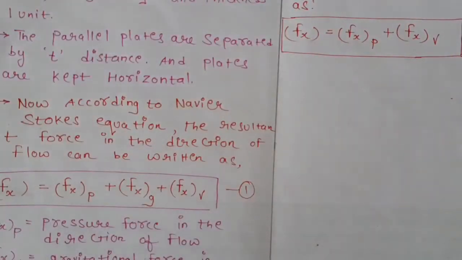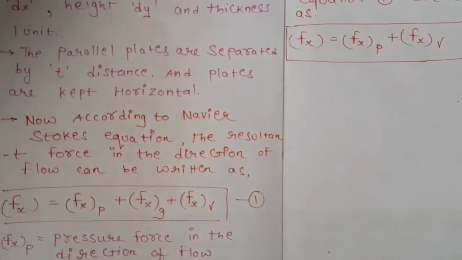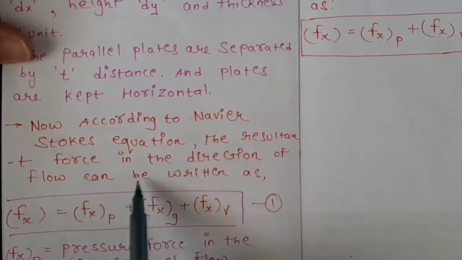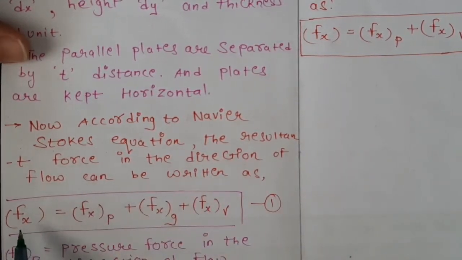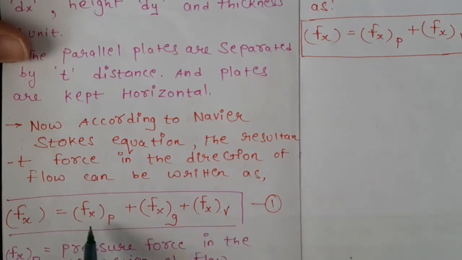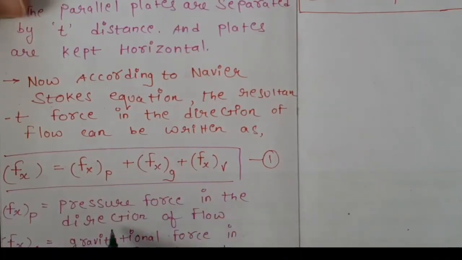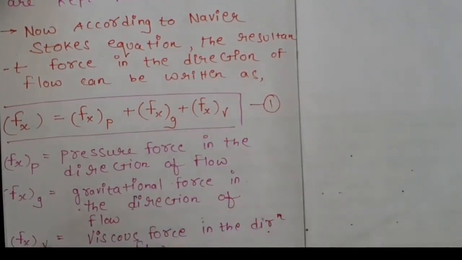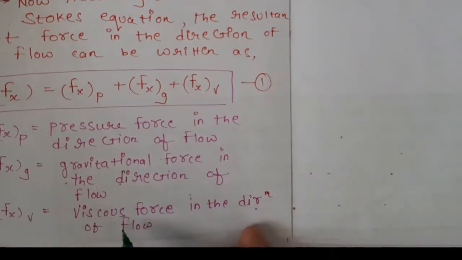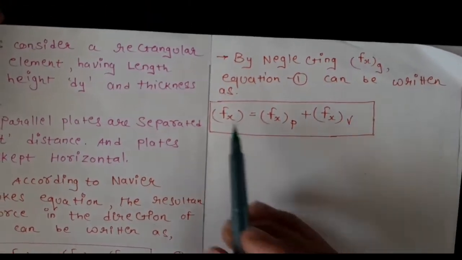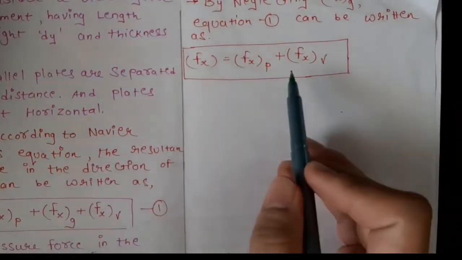Now we will see the Navier-Stokes equation. According to the Navier-Stokes equation, the resultant force in the direction of flow can be written, that is Fx. Here x is the direction of flow, so we have taken Fx. So Fx equals Fxp plus Fxg plus Fxv. What is Fxp? That is the pressure force in the direction of the flow. What is Fxg? That is the gravitational force in the direction of the flow. And what is Fxv? That is the viscous force in the direction of the flow. Now if we neglect the gravitational force, then we have the equation Fx equals Fxp plus Fxv.